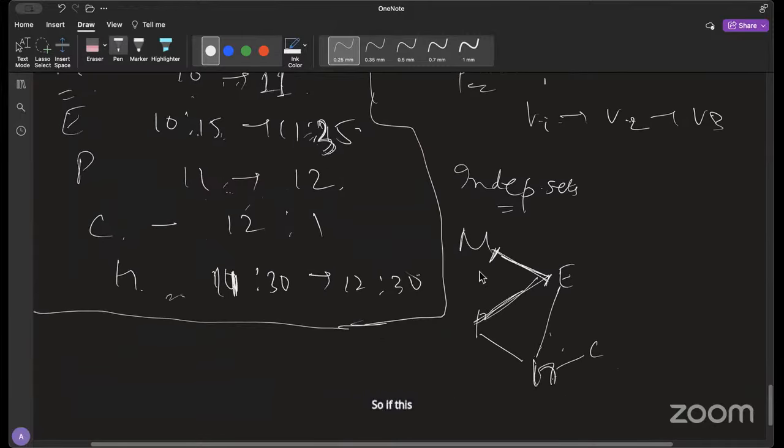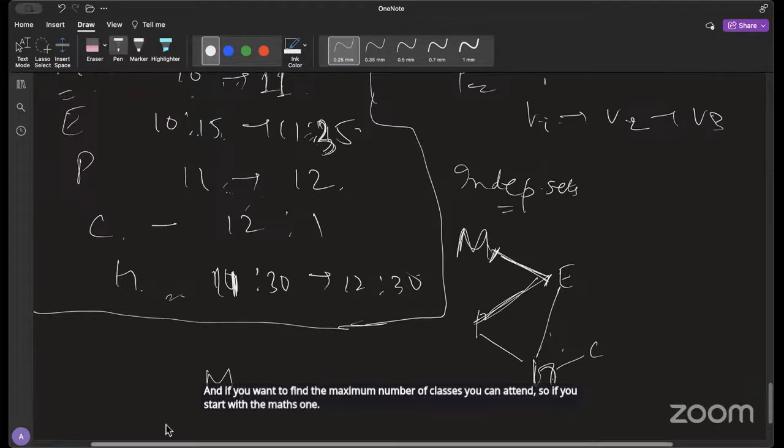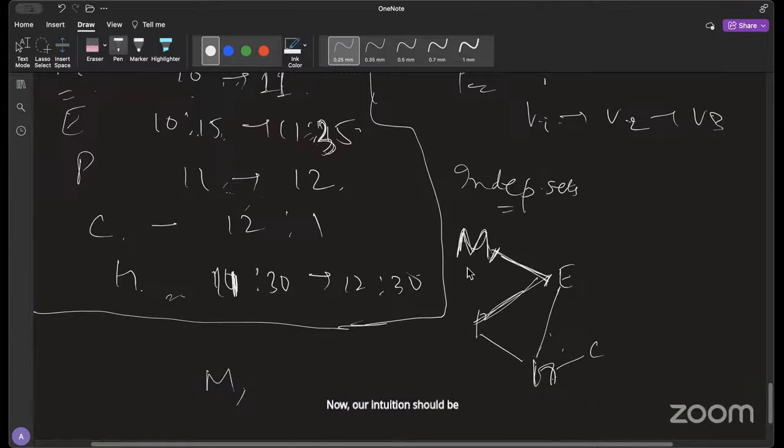So if this is your graph, and you want to find the maximum number of classes you can attend, if you start with the maths one, now our intuition should be to start with the subject that is connected to the least number of subjects, right? Because if you start with E, then obviously you can't attend M, P, and H, right? Don't start with the one that's connected to the most. Start with the one that's connected to the least.